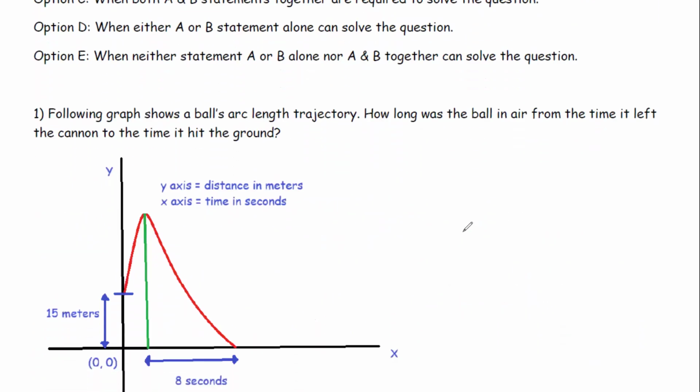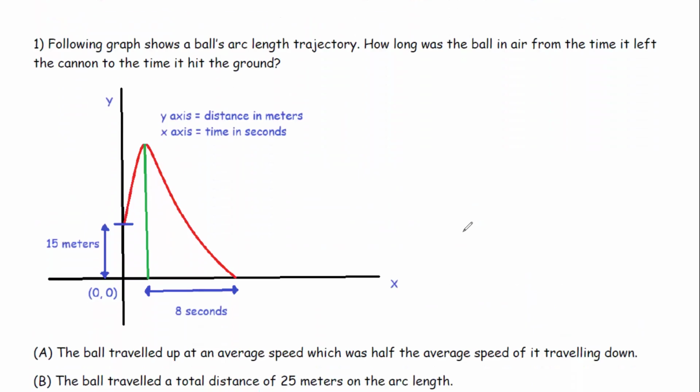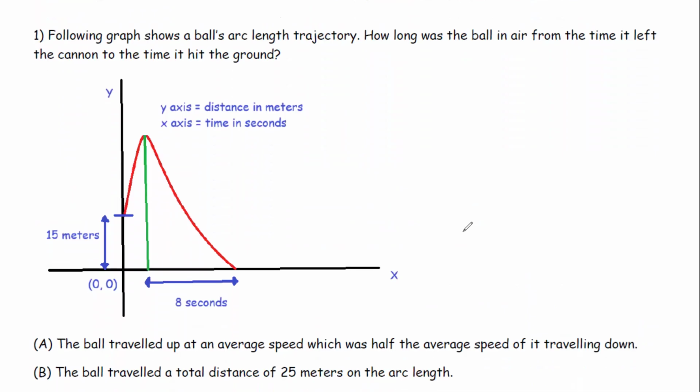So first question: the following graph shows a ball's arc length trajectory. That's the red one. How long was the ball in the air from the time it left the cannon to the time it hit the ground? So this part out here is the cannon, and this is the ground. The ball traveled up at an average speed which was half the average speed of it traveling down.